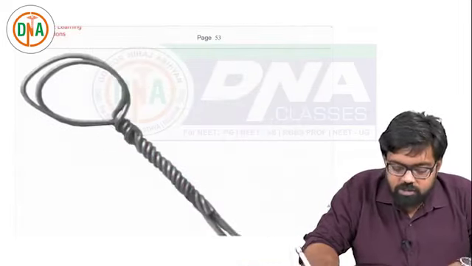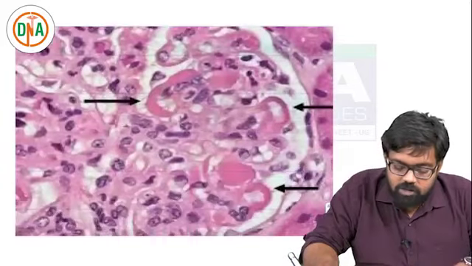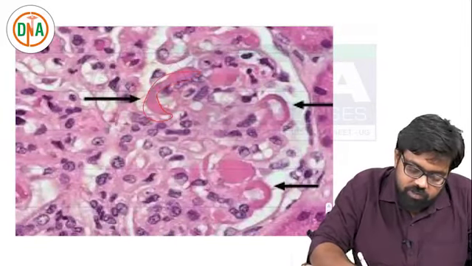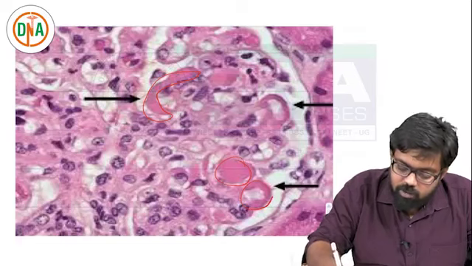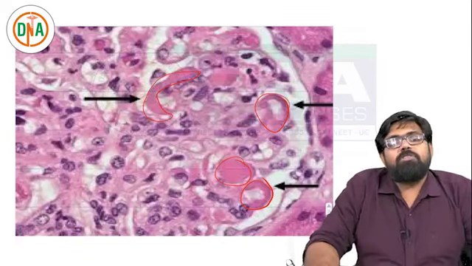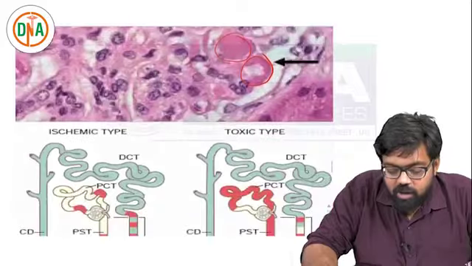So this is to make you remember a wire loop lesion. See, these are the wire loop lesions. This is a wire loop lesion, this is a wire loop lesion. This is also a wire loop lesion, with the characteristic subendothelial deposits.